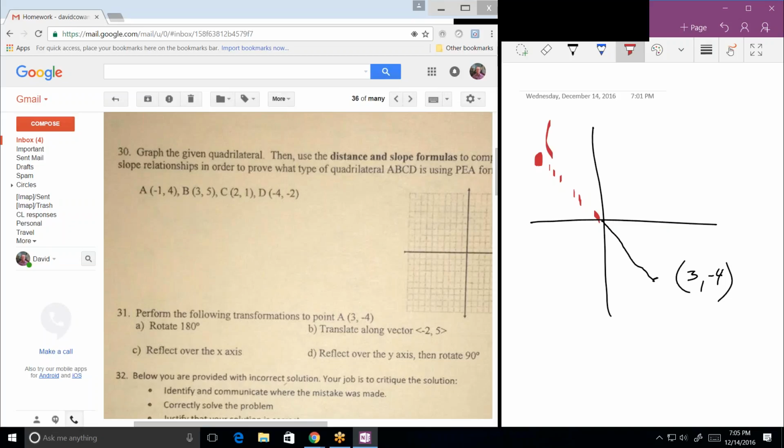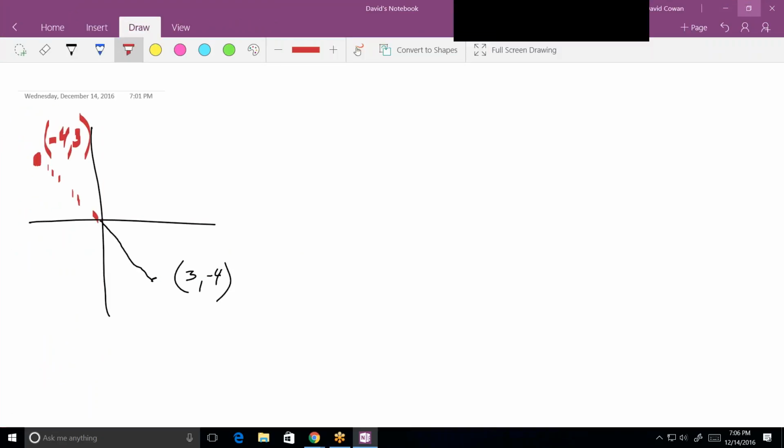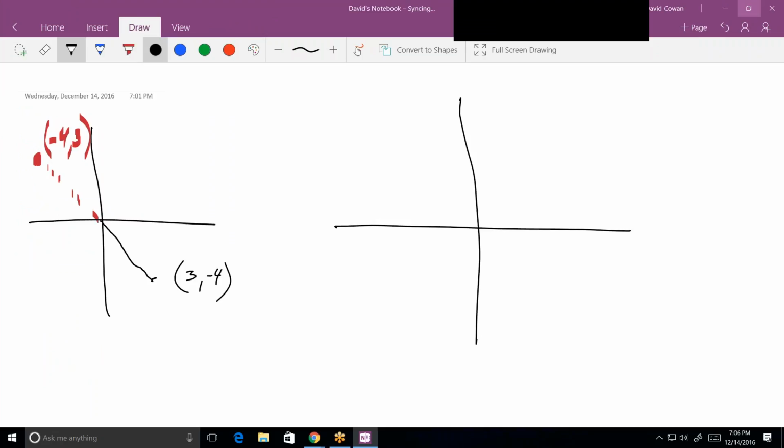And what are the coordinates on that point? -3, +4. No, it's actually -4, +3. Well, it's tricky, and let me point out something here. The way to remember this, to be honest with you, I didn't remember what it was either.